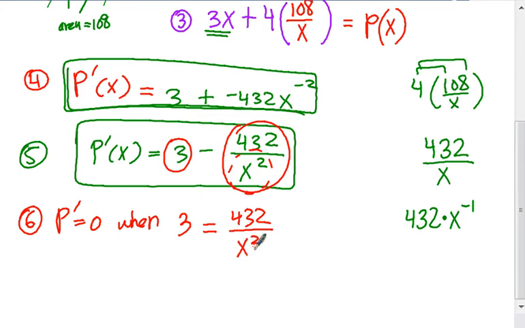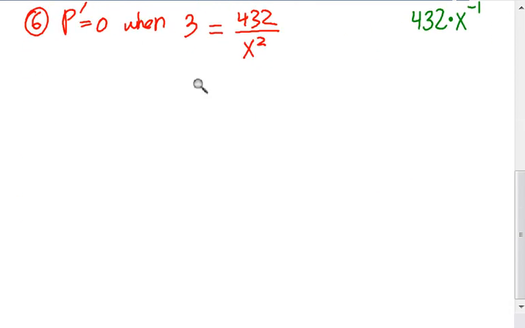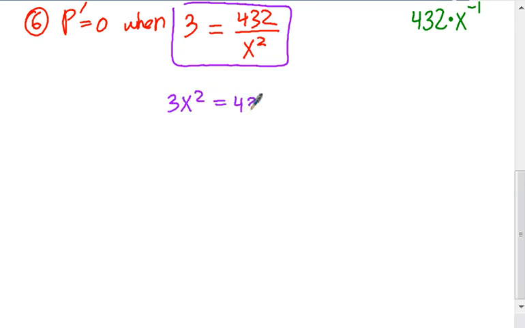Now we have a little problem of algebra. Are these two expressions ever equal? Let's find out. Multiply by x squared and let's divide both sides by 3. Let's see here. 144. Did I do that correctly? And then we just take square roots.